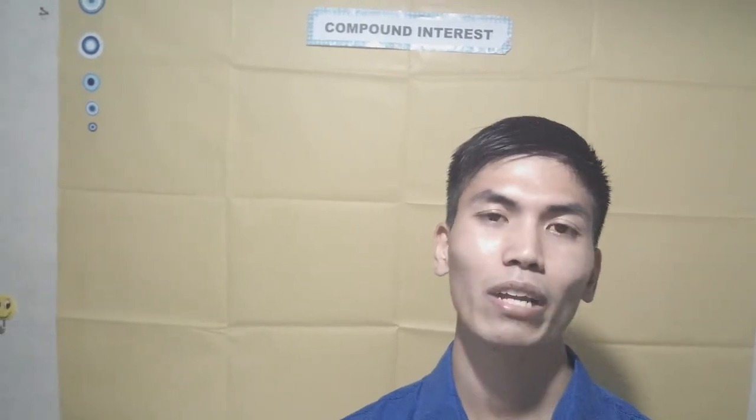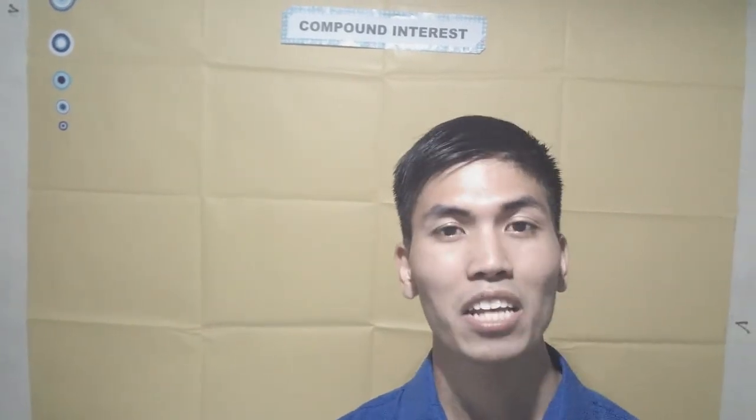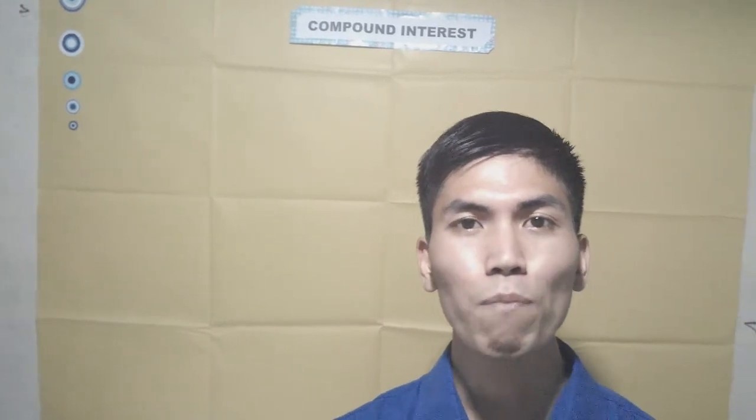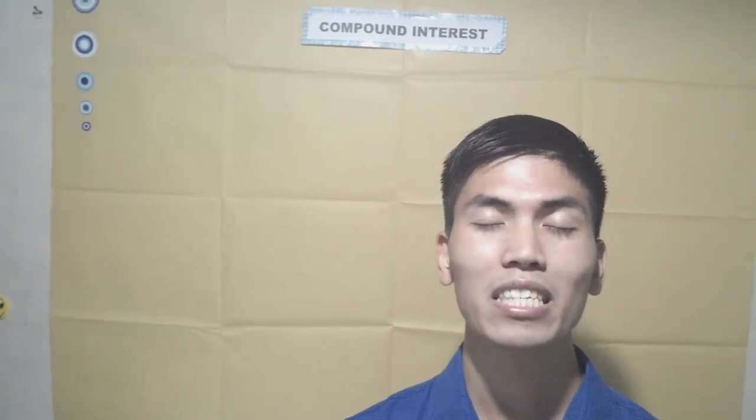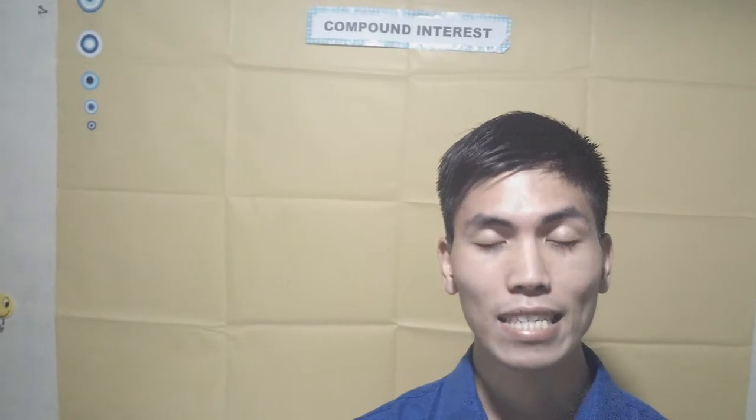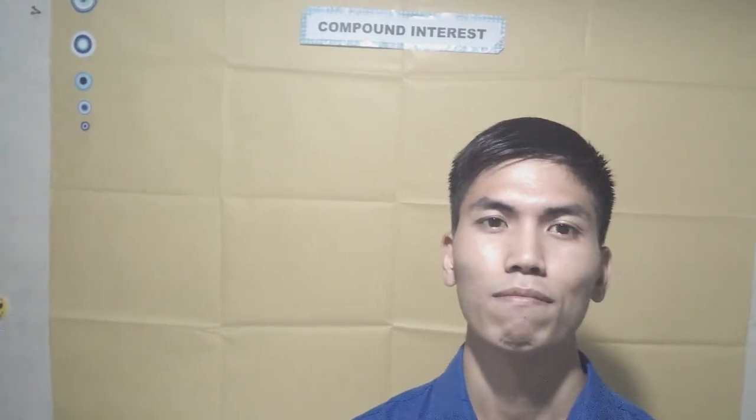Compound interest is defined as the interest calculated on both the amount borrowed and any previous interest. It is also known as interest on interest. Compound interest is standard in finance and economics.